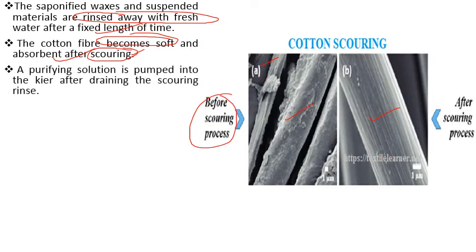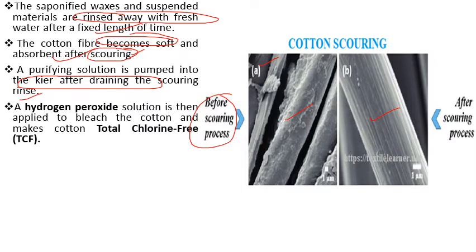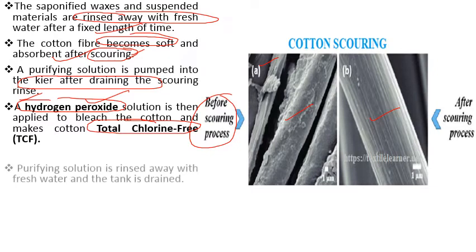A purifying solution is pumped into a keer after draining the scouring rinse. Then a chemical is used that is known as hydrogen peroxide. This solution is used to do bleaching of the cotton and makes the cotton totally chlorine free. So this solution, that is hydrogen peroxide, is poured to make it totally chlorine free.